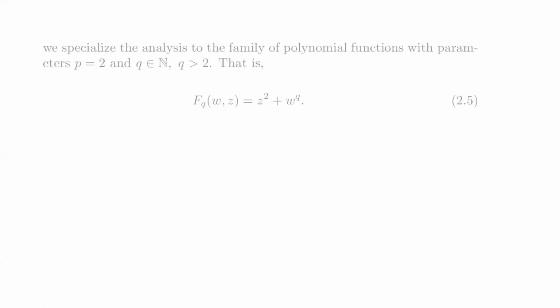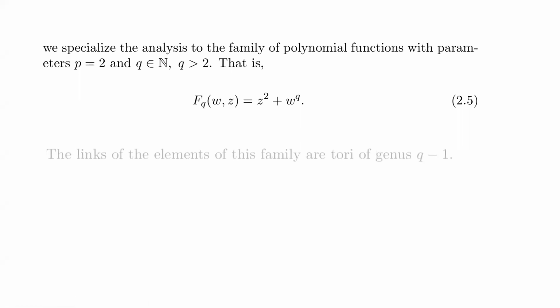Even more, let's specialize the analysis. Consider P equal 2 and this very simple model. This is quadratic in Z and has W to the Q. In this case, the formula gives us that this defines surfaces of genus (Q-1)/2. So we have the torus, we have the double torus, the triple torus, all the pretzels, you know, we have all the surfaces that we are looking for, models for these surfaces. As I showed before.